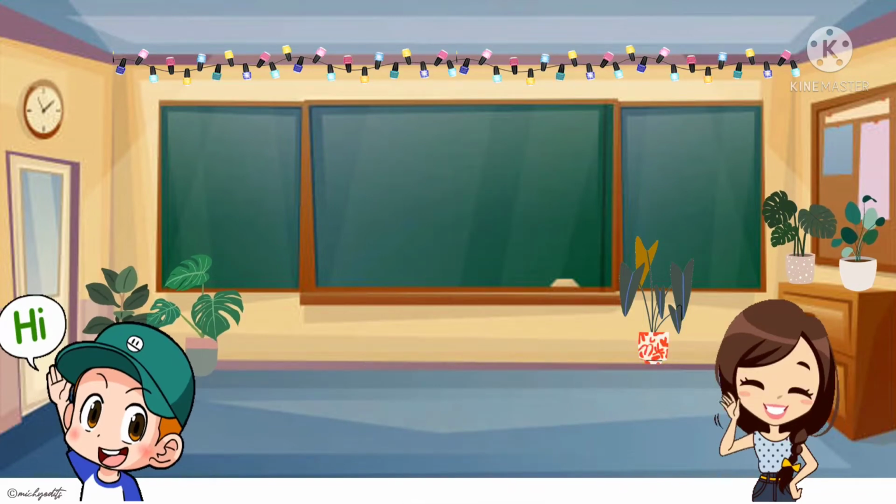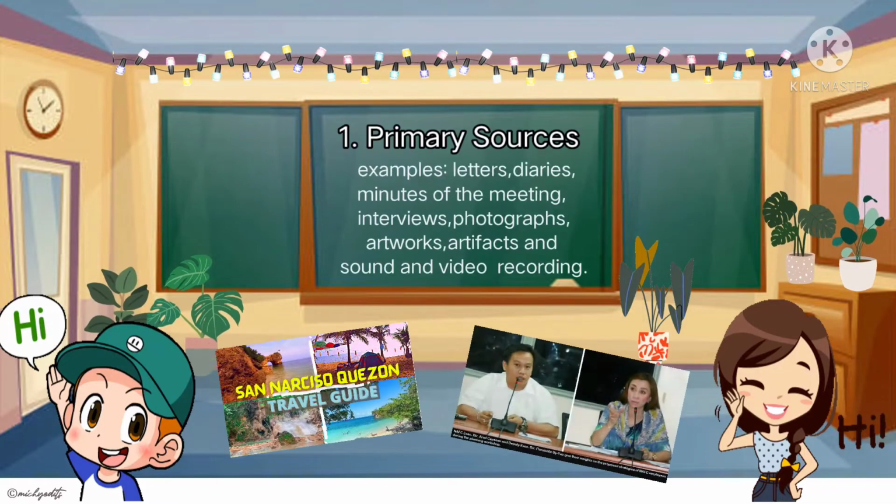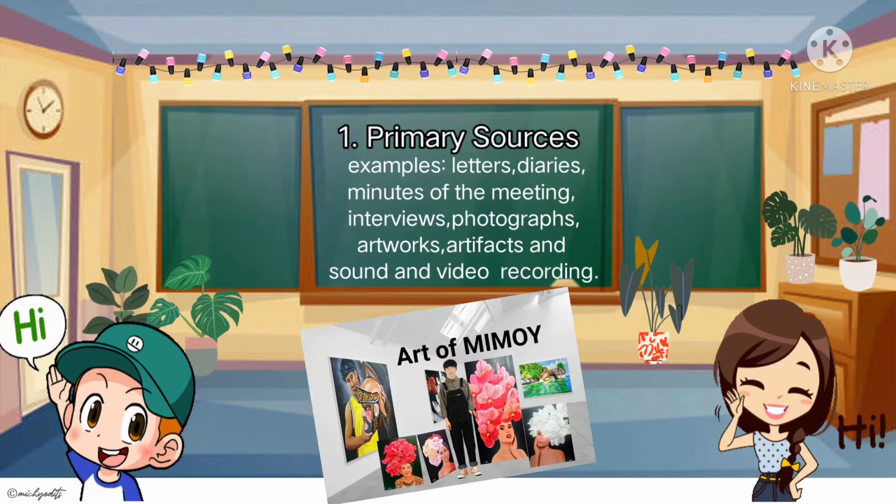Two kinds of sources. First one is the primary sources. It is the original materials regardless of format. The examples are letters, diaries, minutes of the meeting, interviews, photographs, artworks, artifacts, and sound and video recording.